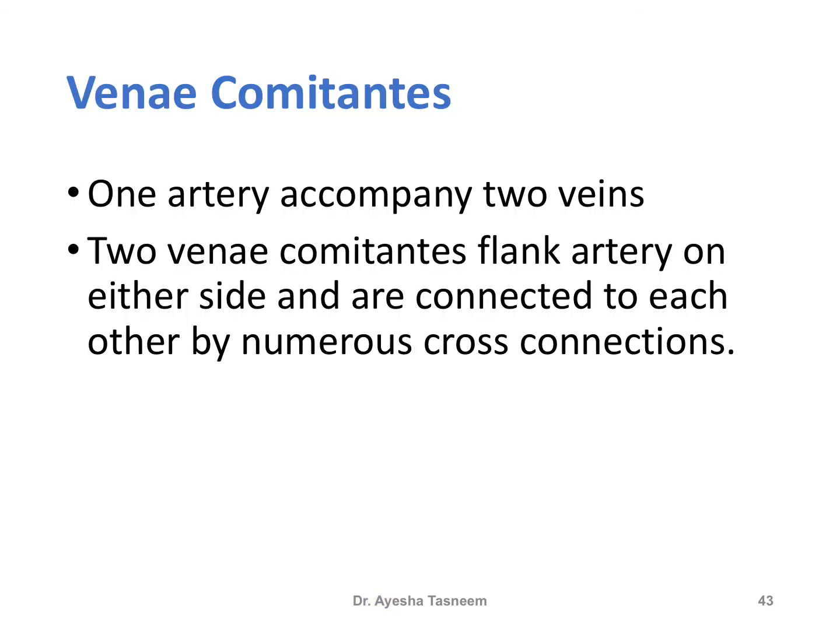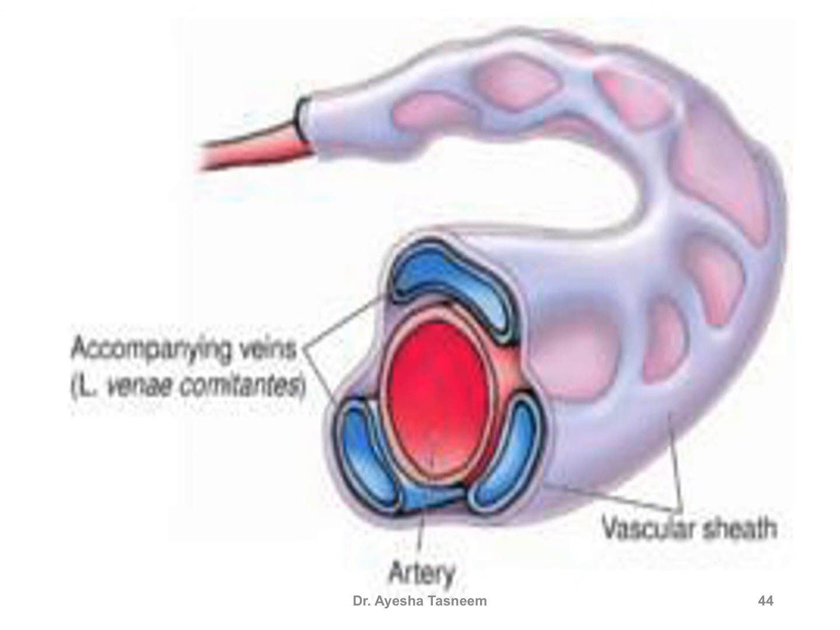Then we come to the venae comitantes. One artery accompanied by two veins constitutes venae comitantes. Two venae comitantes flank the artery on each side and are connected to each other by numerous cross connections. This is the best picture of the vena comitans. Here you can see an artery has three veins around it, and they have a vascular sheath around them. You can see this sheath very clearly.